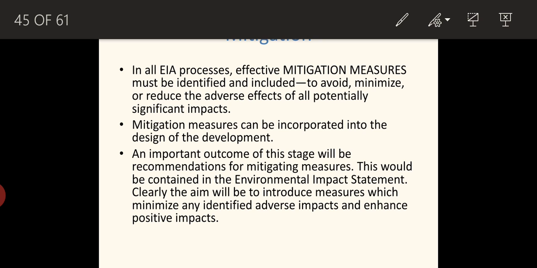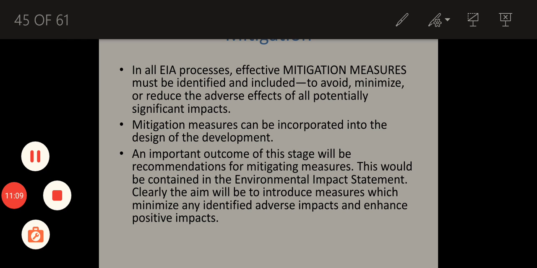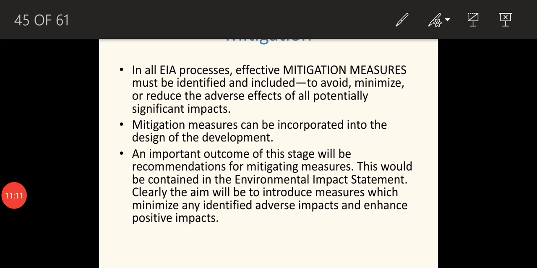An important outcome of this stage will be recommendations for the mitigation measures. So by the end of this stage we will have some recommendation for the mitigation measures. This would be contained in the environmental impact statement. Clearly the aim will be to introduce measures which minimize any identified adverse impacts and enhance the positive impacts. That is the main aim of doing mitigation.